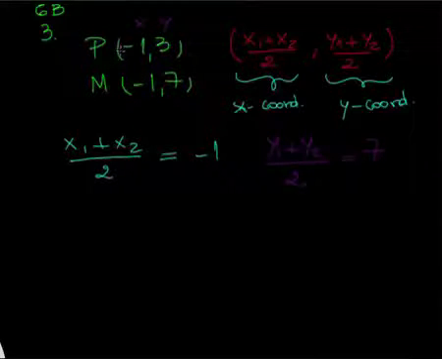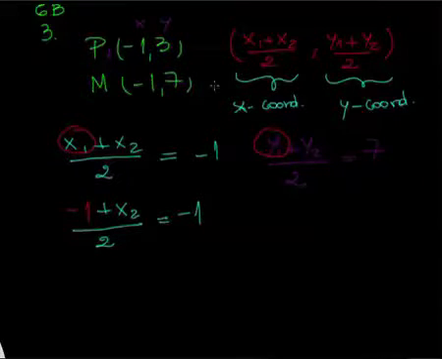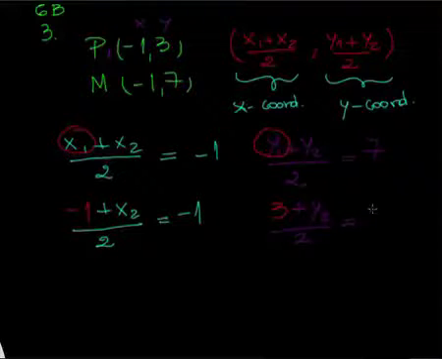So I have to decide actually if the point I know is the point 1 or the point 2. It doesn't matter. So for this case, I'm going to say this is my point 1. P is the point 1. So what I have to do at the end is replace what I know in those formulas. So I know that x1 is equal to -1, so I just replace it. -1 plus x2 over 2 is equal to -1, and my y1 is 3 plus y2 over 2, that is equal to 7.